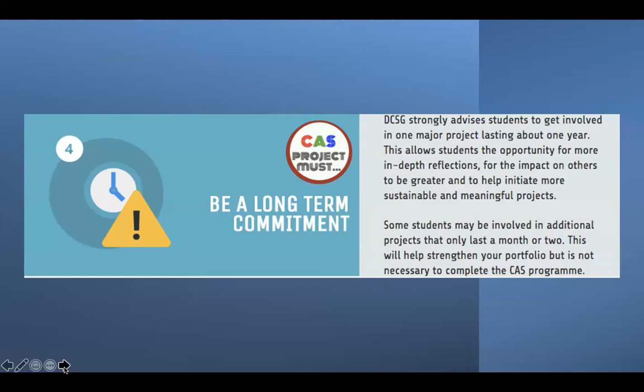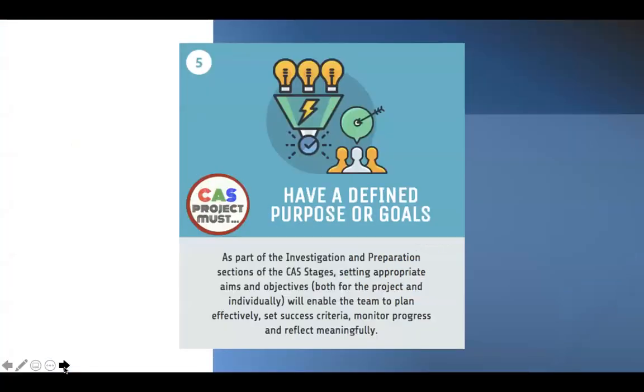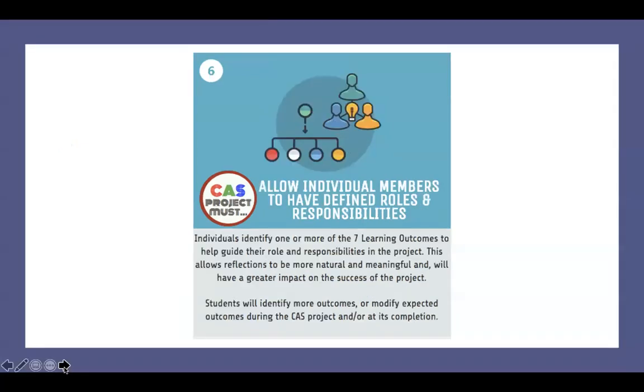Some of you will say, oh, I want to be involved in this project too, and it is okay to be involved in other projects as an experience, but your CAS project should be the one you are working most in depth on and for the duration of the project. You must have a defined purpose or goal. Same as your experience, you must have an objective to obtain by the end of it, a goal you are going to work towards, that you can talk about in your reflections, and that you are going to attempt to achieve by the end of it.